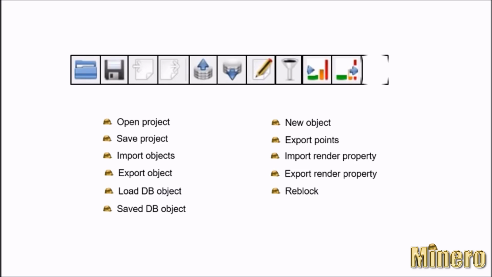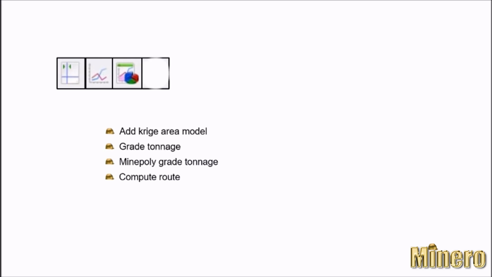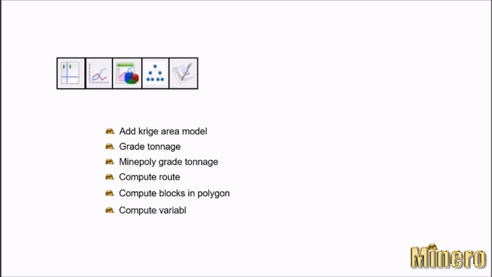Reblock. And creek. Add creek area model. Grade tonnage. Mine poly grade tonnage. Compute road. Compute blocks in polygon. Compute variable. Contour block. Slope projection.